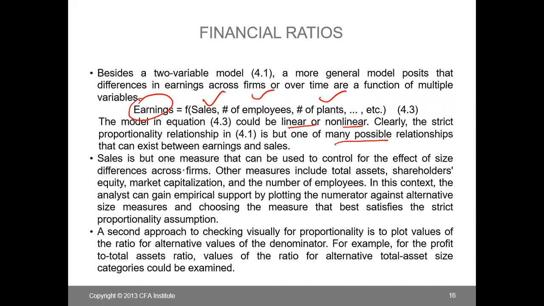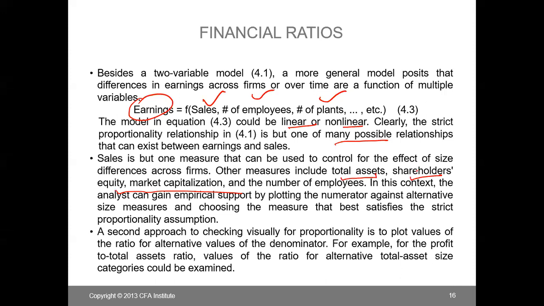There are some other alternatives you can use if you find that another factor has a more proportional relationship with the earnings. The ideal candidates can be total assets, shareholders' equity, market capitalization. Okay, but how can you do this? How can you prove that there is a proportional relationship?